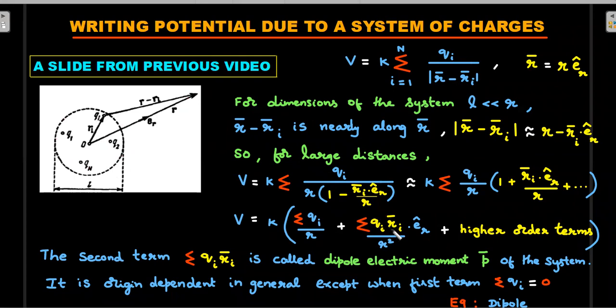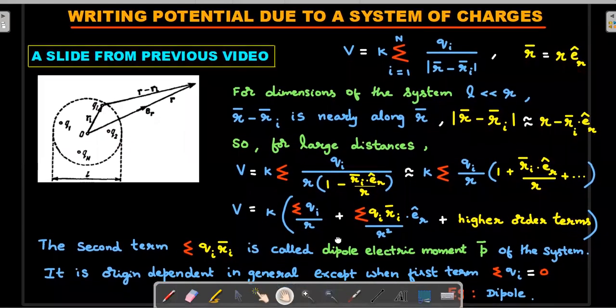Each of these terms has a physical significance, and we left out the higher order terms in that particular video in order to discuss it in this one. So our job is to revise this and also redefine what these higher order terms are. One of the terms, sigma qi, was called the dipole electric moment, and it becomes the dominant one, or the lead producer of the potential, if the first term is 0, which is the summation of the charges equal to 0. That throws up the example of the dipole being one of the examples.